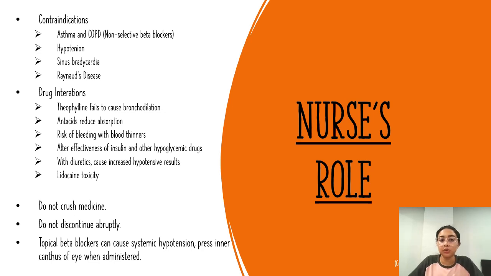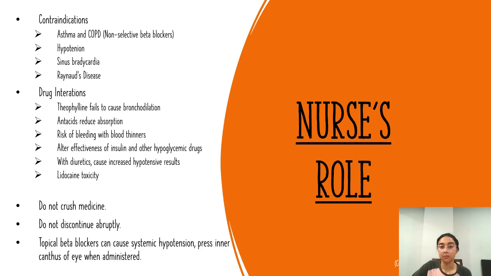Antacids reduce the absorption, since beta blockers are usually taken orally, so reduced absorption into the bloodstream means reduced effect at the target organs. When a patient is on blood thinners like warfarin or heparin, there is an increased risk of bleeding, so the nurse must monitor signs of bleeding. It masks the effect of hypoglycemia. It alters the effectiveness of insulin. And when given with diuretics, like in a combination therapy with antihypertensive drugs, it can cause severe hypotensive results. With diuretics, the nurse needs to monitor the blood pressure.